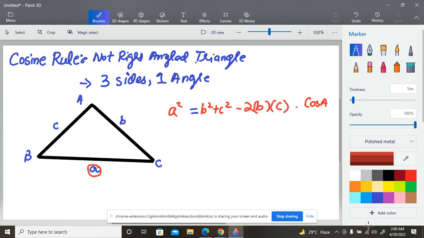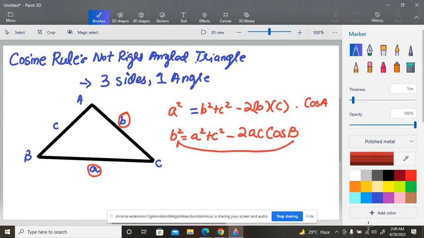For example, if you want to find out this B side, so B square is equals to A square plus C square minus 2AC cos of B, because you're finding side B like this. So in the next part, if for example you're finding C square, means C side, so that would be equals to A square plus B square minus 2AB cos of C.